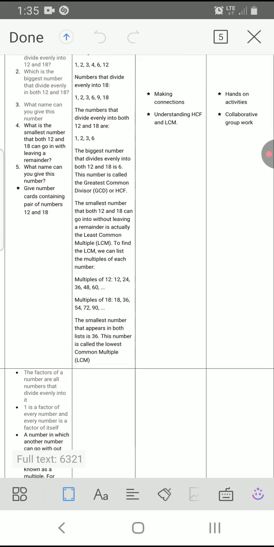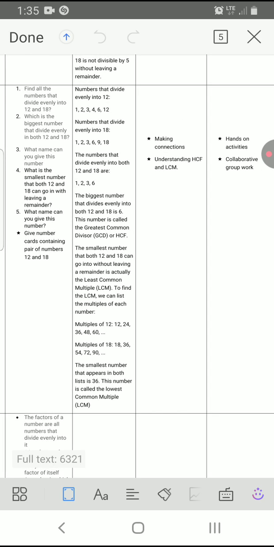At this stage, our target competence is making connections. The next target competence is to create an understanding of highest common factor and lowest common multiple. The strategies used are hands-on activities and collaborative group work.